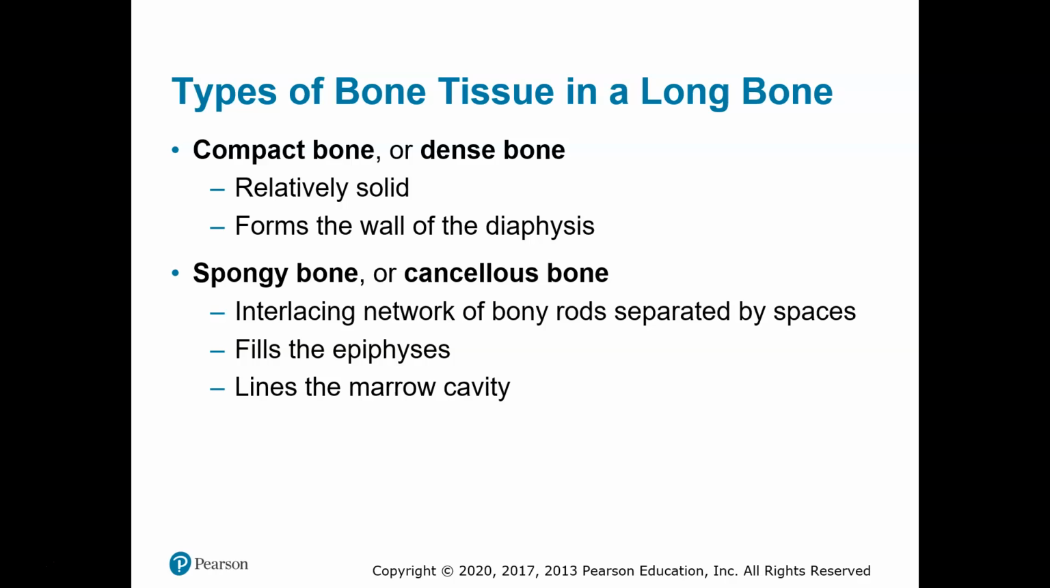Now, the dense, thick bone is compact bone, is relatively solid, and you find compact bone in the walls of the diaphysis. Even though the very inner lining is going to be spongy bone, the majority of the diaphysis is composed of compact bone. Now, spongy bone is also called cancellous bone, and it's called spongy because there are a lot of air holes in it, so it's much lighter in weight. The epiphyses are filled with spongy bone, and spongy bone lines the marrow cavity.